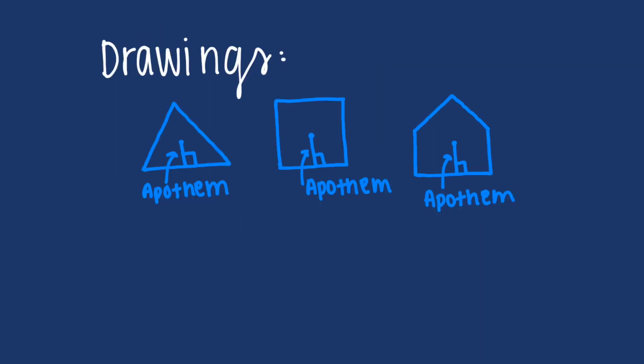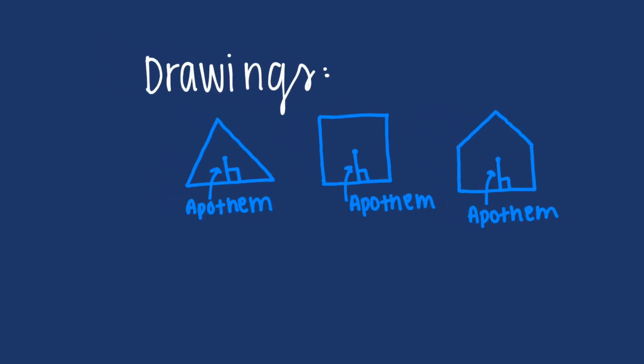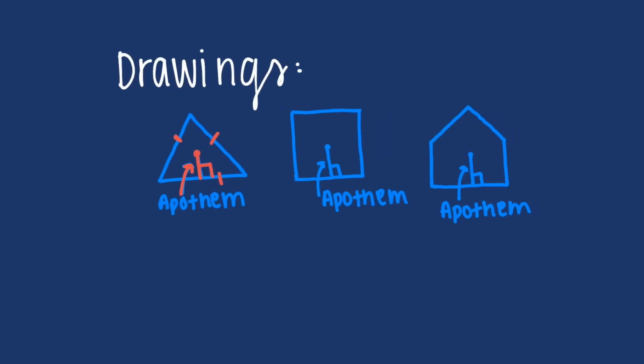So just so you can see, I did provide some drawings. The first one is a triangle. So if you look here, we have 3 sides that are the same. It's an equilateral. That apothem is in the center of the triangle. It comes straight down and creates that 90-degree angle with the side. That line, this one going vertical, is your apothem. So same thing. We have our square here.